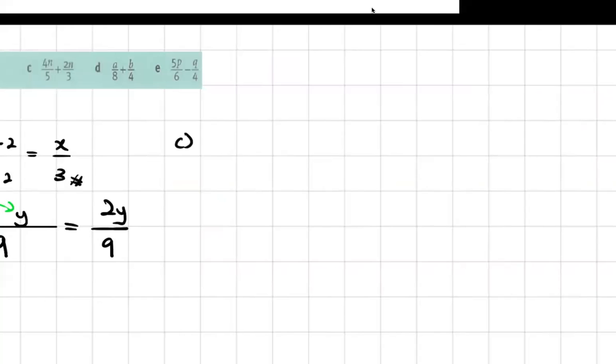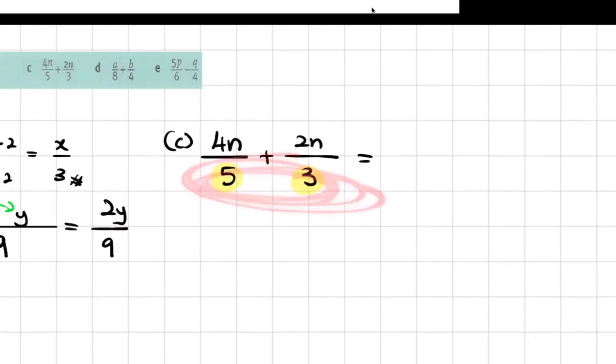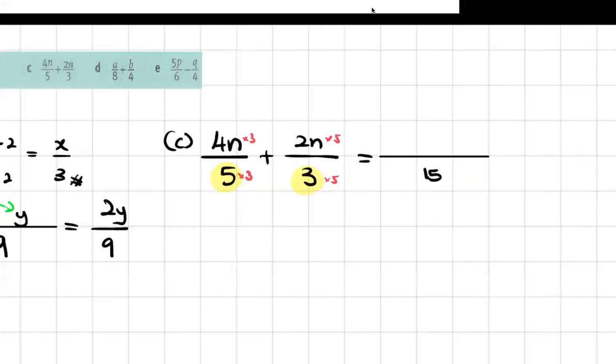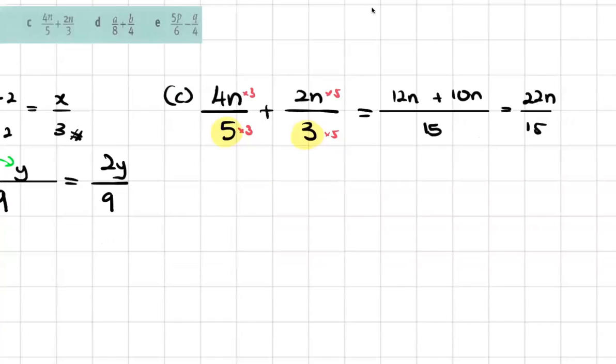Look at C. 4n over 5 plus 2n over 3. It seems to me that we need to change the denominators to be in common. The lowest common multiple of 5 and 3 is 15. So for both I need to change. I need to make it into 15 so that I can put them in one group. Times 3, do the same thing for the numerator. Times 5, do the same thing for the numerator. I must be fair. The answer is 22n over 15. Do not do anything after that. Just leave it as it is.